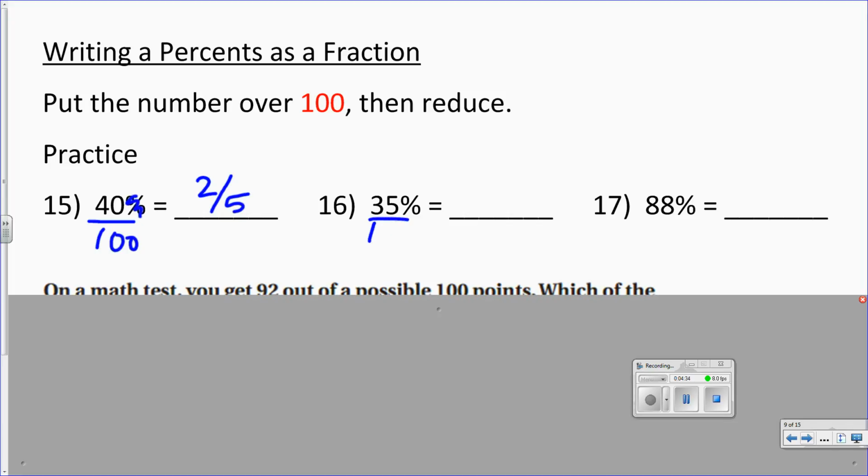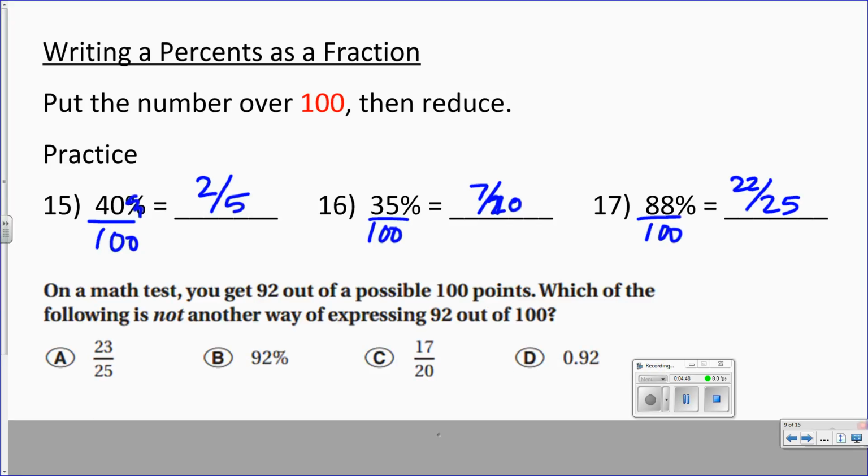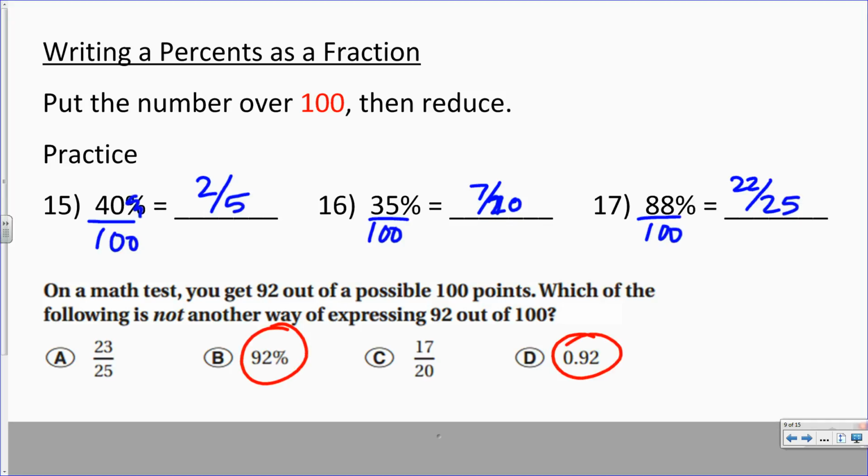Okay, so 35 over 100, you should have reduced that to 7 over 20. And then for 88, you make that over 100, and those reduce down to 22 over 25. So here, let's look at this example right here. If you have a math test and you get 92 out of a possible 100, what is not a way to express 92 out of 100? Well, I know 92% is 92 out of 100, and I know 0.92 is 92 out of 100 because those are different forms of it.